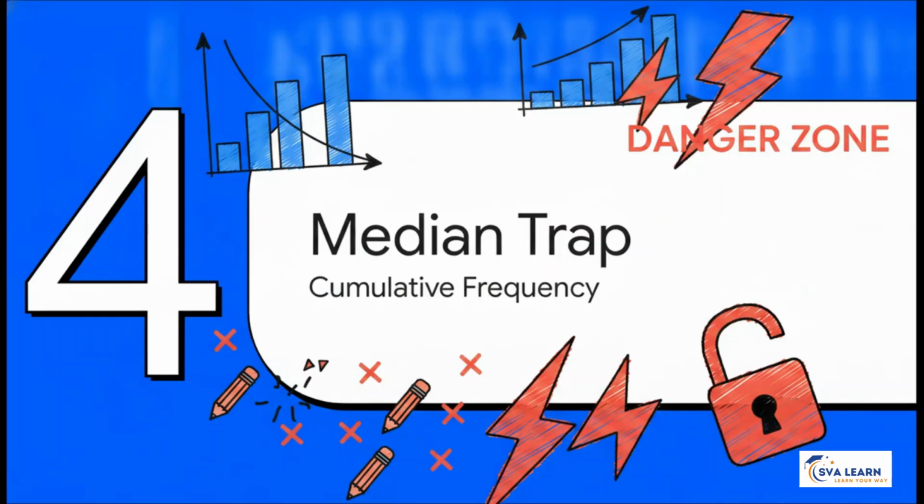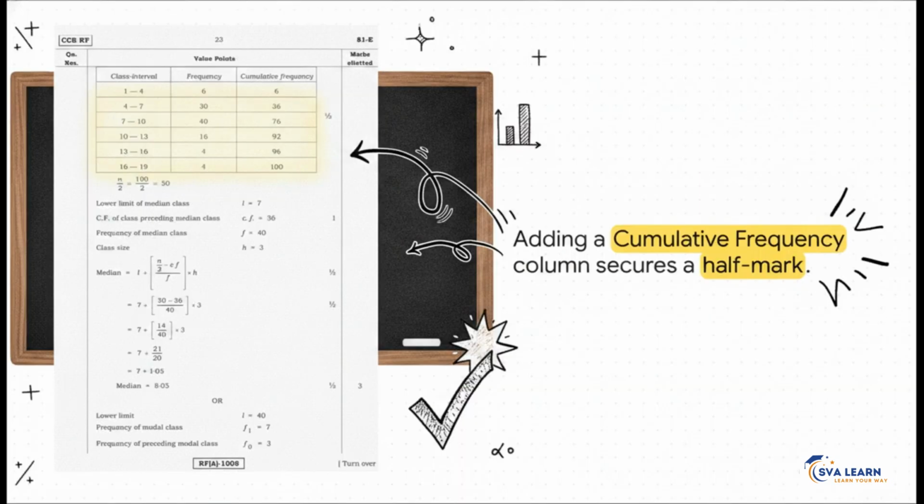Okay, let's jump to section 4, median, the cumulative trap. Now we're entering the danger zone. The median is where the highest number of students just bleed unnecessary half marks, and it's honestly almost entirely preventable. Let's look at another official key answer to see exactly why. Pay attention to that right margin again. Notice how just adding that extra cumulative frequency column to your given table secures a crucial half mark. You literally just add the numbers up diagonally and boom, you are on the scoreboard.